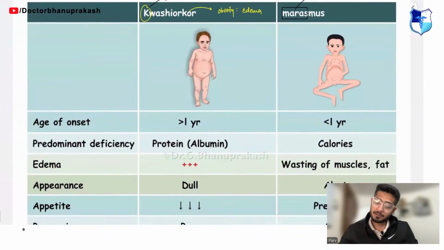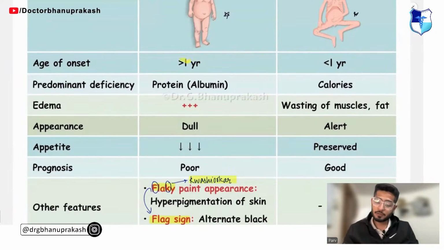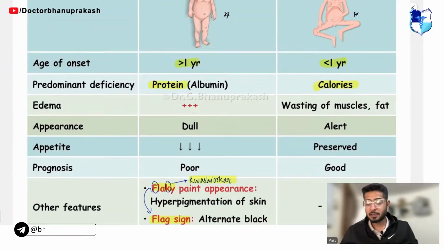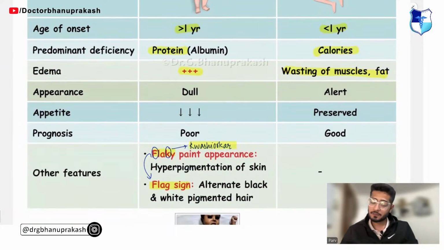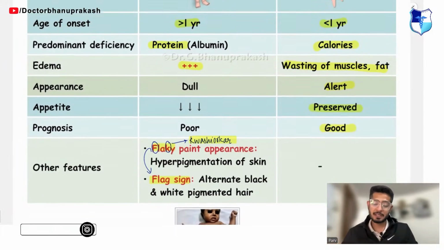Okay, so identify this. This is kwashiorkor, this is marasmus. Age of onset is more than 1 year in kwashiorkor, less than 1 year in marasmus. The problem is in protein in kwashiorkor, in calories in marasmus. Edema is going to be there in kwashiorkor. Here there is wasting of muscle and fat. The appearance is going to be alert. In marasmus there is preserved appetite. The prognosis is good, whereas K for kharab.